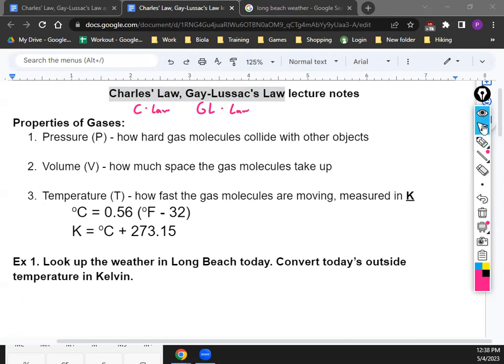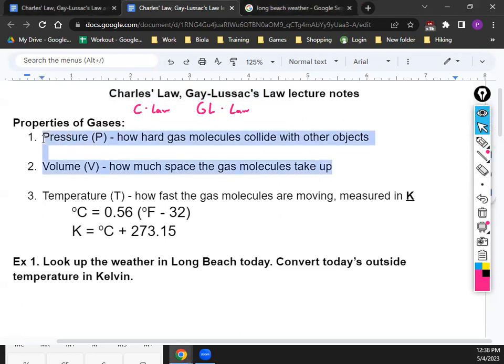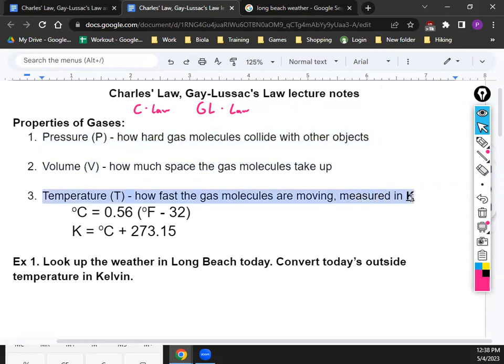Okay, so last time we met, we talked about two characteristics of gases, right? We talked about pressure and volume. And so today we're going to be adding on one more characteristic of gases. And today we're going to be talking about temperature. So make sure you guys write this part down and make sure you guys write these two equations. Okay.